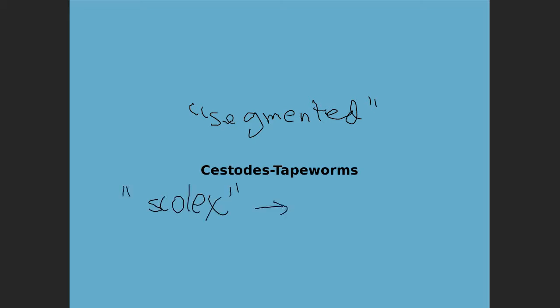Scolex usually have within them structures that allow them to stick to tissue that we refer to as suckers. Makes sense? They're kind of like plungers that they can use to stick to areas. Sometimes they may have what we call hooks. Some have hooks, some do not.